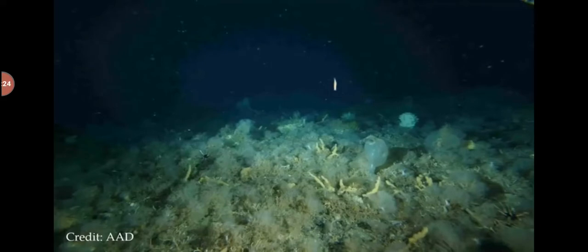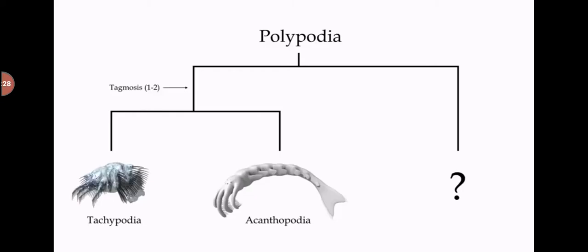This creates a niche that may be occupied by another clade of polypods. Let's say this clade splits off from the main line before the tagmosis of the first two segments, and thus represents a sister clade to all other polypods we've discussed so far.